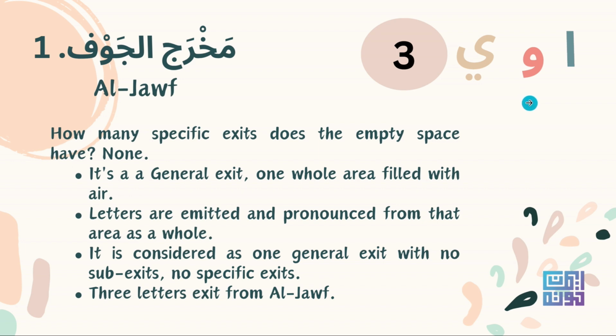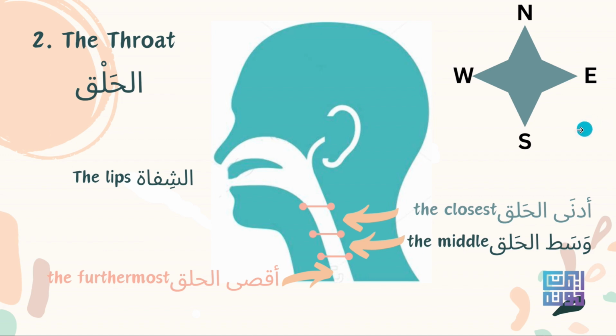But we can find a waw, for example, with a fatha on top of it, a ya with a fatha, with a dhamma. Okay, so these are not included. The ones that are included and that exit from this empty space are the alif, which is always a sukoon with a fatha before it, the waw sukoon with a dhamma before it, and the ya sukoon with a kasra before it.